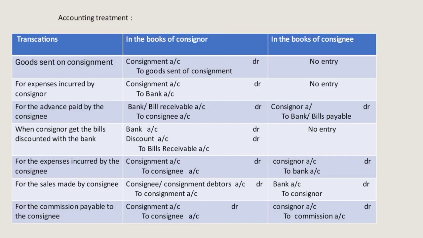Then for the expenses incurred by the consignee, consignment account debited to consignee, because the consignor has to pay the consignee, and consignor to bank will appear in the books of consignee. For the sales made by the consignee, consignment debtors account debited to consignment and bank to consignor. For the commission payable to the consignee, consignment account debited to consignee account and consignor account debited to commission.